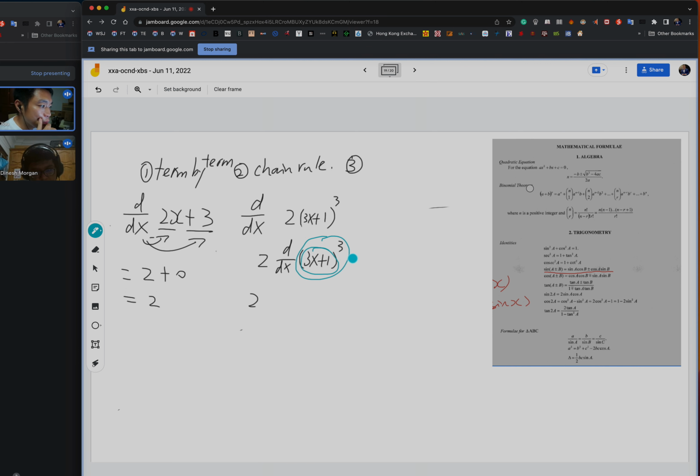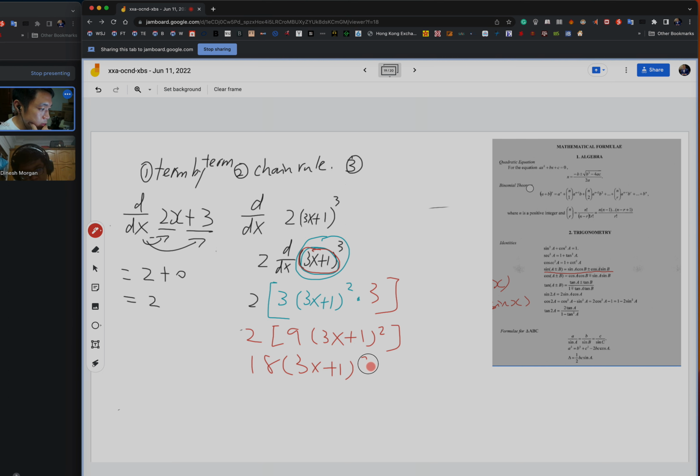So you will get 3, 3x plus 1 and then power minus 1. Then you continue to differentiate the inside one. Maybe I should use a different color, which is 3. So therefore you get 2, then 9, 3x plus 1 squared. Then the 2 goes in, is 18, 3x plus 1 squared. So this is a chain rule. The last one is product rule.